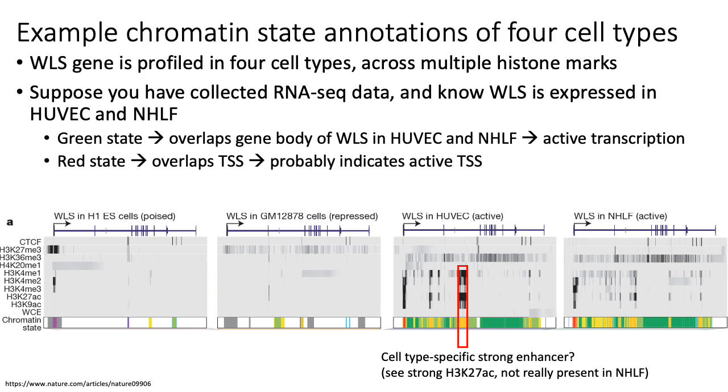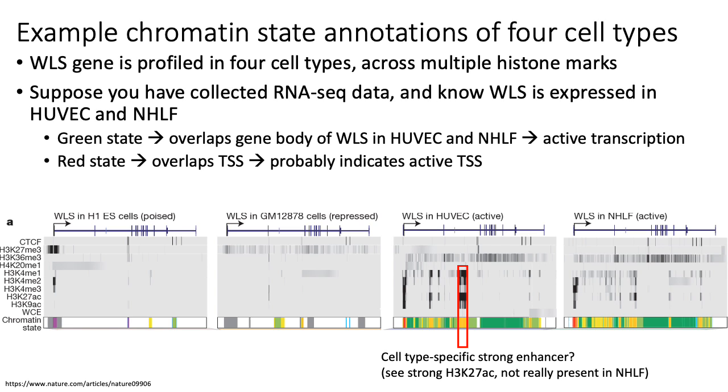And so finally, what you'll also notice is the open red box that I've drawn on the HUVEC diagram. That indicates a region of the genome where you see a lot of H3K4me1 and H3K27 acetylation marks. And you don't see that as much in the NHLF cell type.